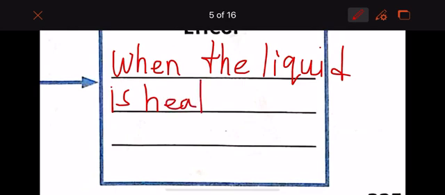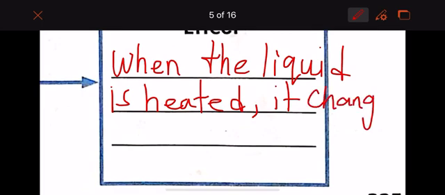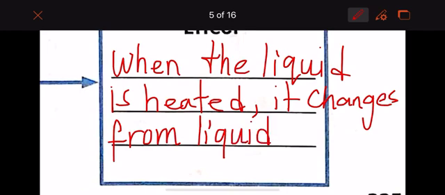So let's write together: when the liquid is heated, it changes from liquid to gas. All right, please write it down.